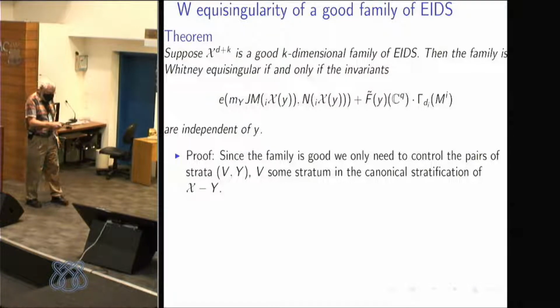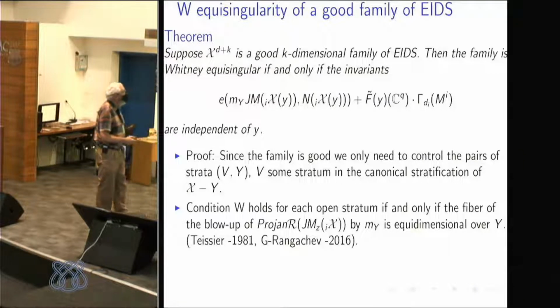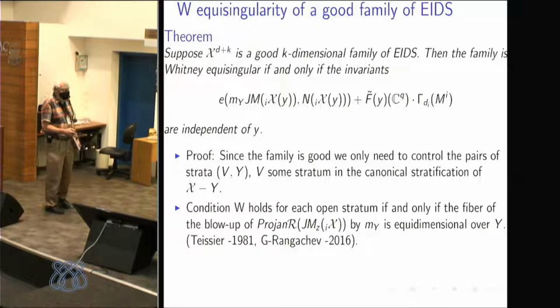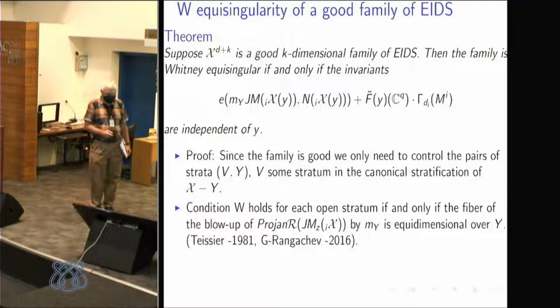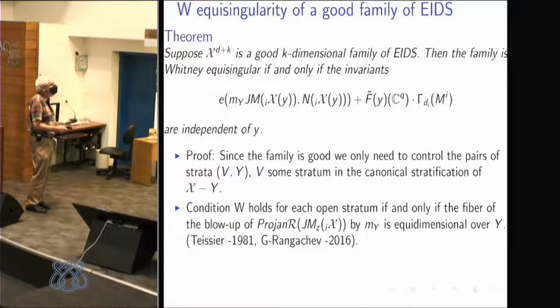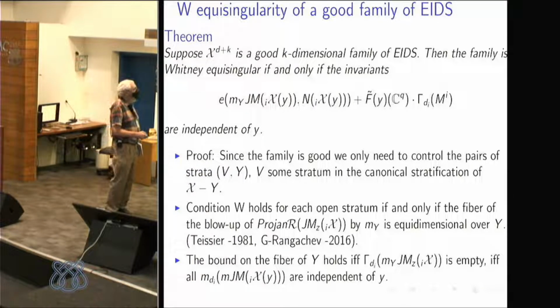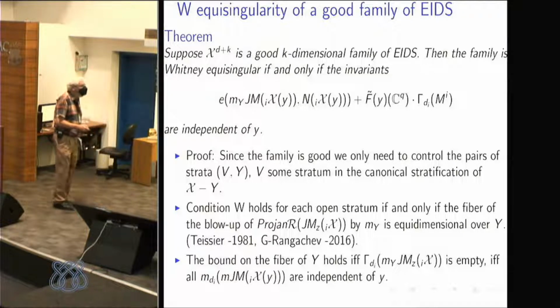So the proof goes, because you only need to control the strata in the canonical stratification of X minus Y. We see that W holds for each stratum if and only if the fiber of the blowup of this proj is equidimensional over Y. We can show that the bound holds, and this is what I'm going to actually show on the board a little bit. The bound in the fiber of Y holds if these polar curves are empty. And that's the same thing as showing, I claim, that all the MDs are independent of Y.